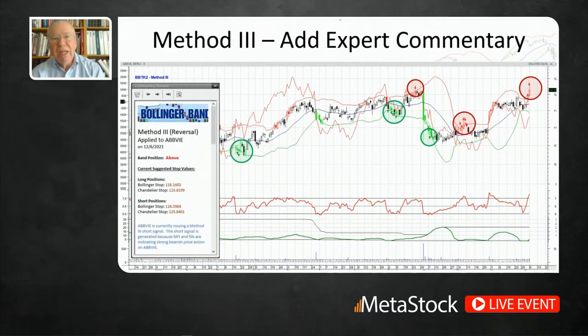So the other thing you can do is you can add an expert commentary, which will talk about the various places on the chart. Here you see the method 3 reversal applied to ABV. You can see what is going on with that. The nice thing about the expert system is it gives reference to chandelier stops, which help manage your drawdowns and profit taking opportunities.